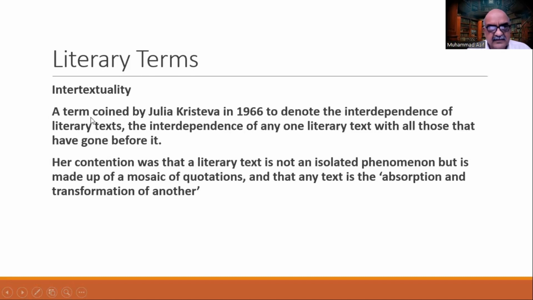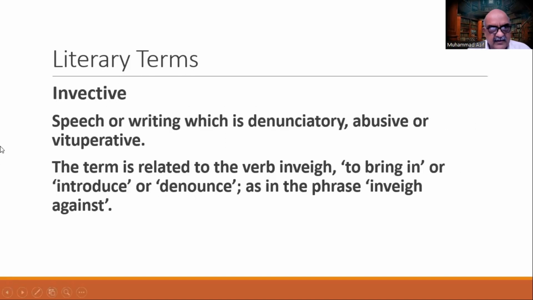Intertextuality: a term coined by Julia Kristeva in 1966 to denote the interdependence of literary texts, the interdependence of any one literary text with all those that have gone before it. Her contention was that a literary text is not an isolated phenomenon, but is made up of a mosaic of quotations, and that any text is the absorption and transformation of another. In other words, all texts echo earlier texts, and there is nothing without context.